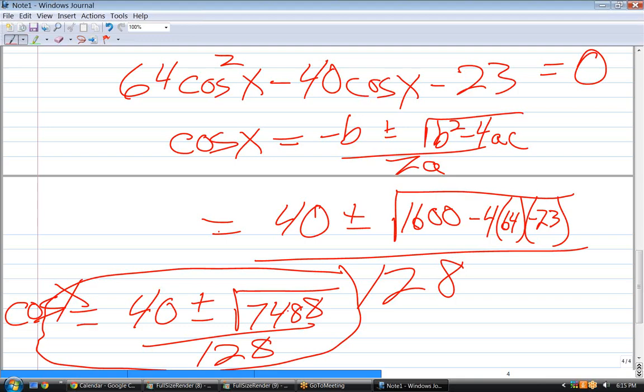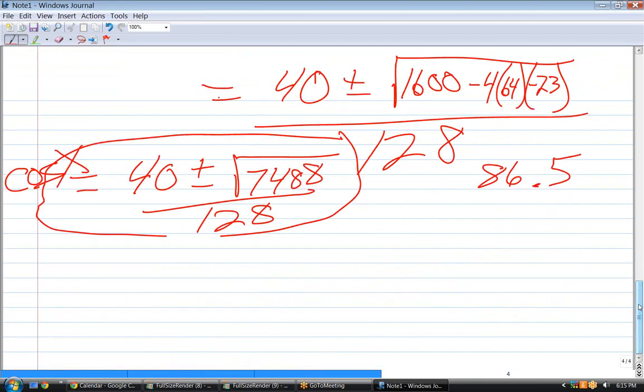What did you get when you took the square root of that? 86.5. So when I add that to 40 and divide by 128, I'm less than 1. When I subtract that from 40 and divide by 128, I'm greater than -1. So both of these solutions are going to work. Okay, so here's what we have.